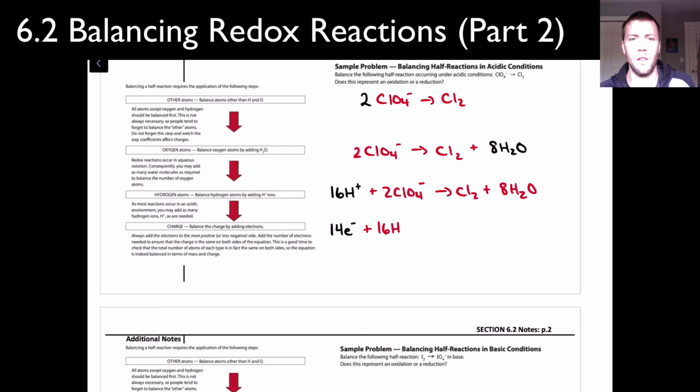And I'm left with 14 electrons plus 16 hydrogen ions plus 2 perchlorate ions yields chlorine gas and 8 waters.